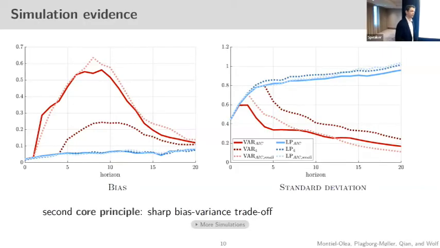There's a sharp bias-variance trade-off. And I do want to now also point you to the y-axis, the magnitudes. The variance cost of LP seems to be quite high. You're paying more than a 1-to-1 cost in terms of standard deviation for the low bias you're achieving.